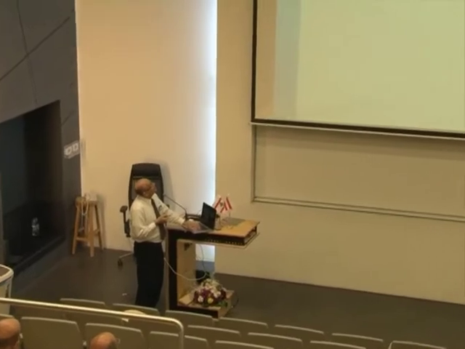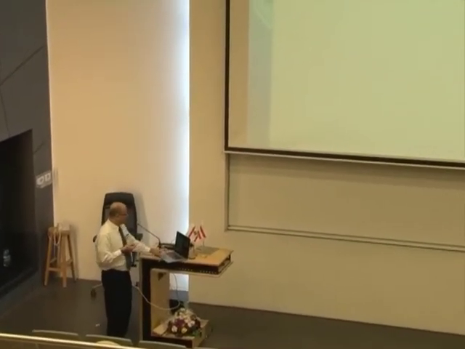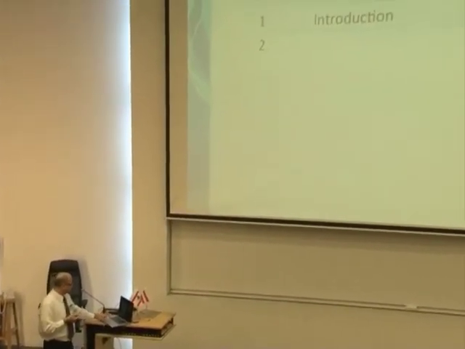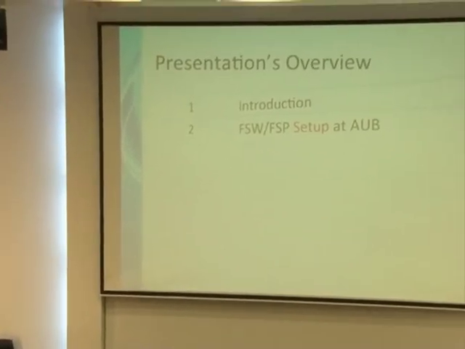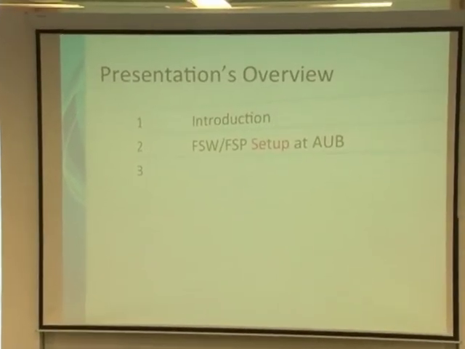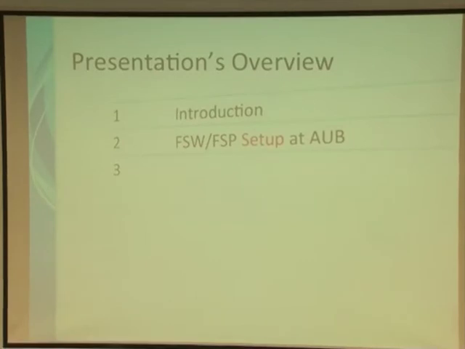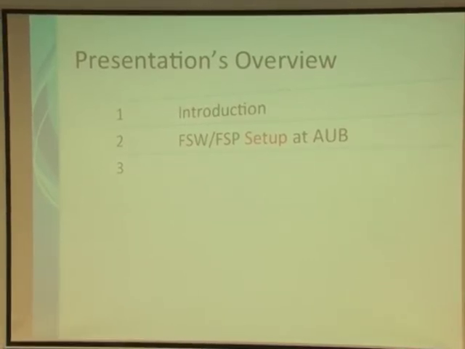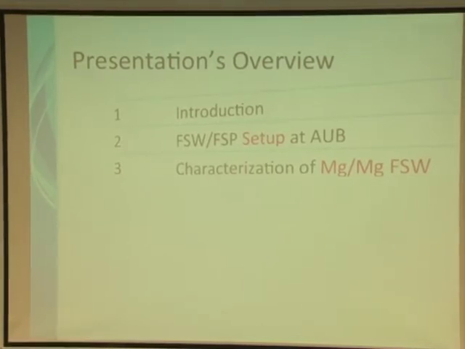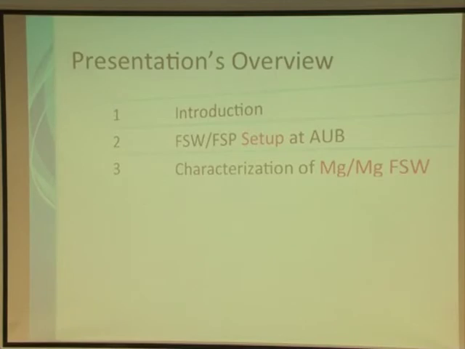Before I start, I'd like to just go over with you quickly the overview of the presentation. First, I'll speak about the introduction. Second, about the FSW, friction stir welding and processing, the setup that we have developed at AB the last couple of years. Third, a case study of characterizing magnesium friction stir welded joints.